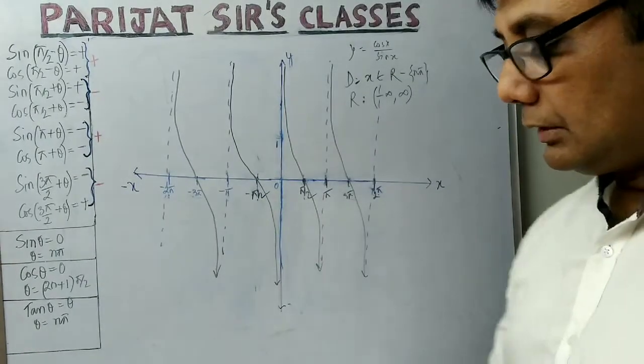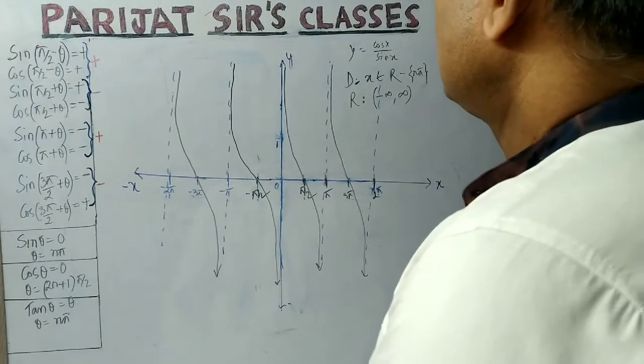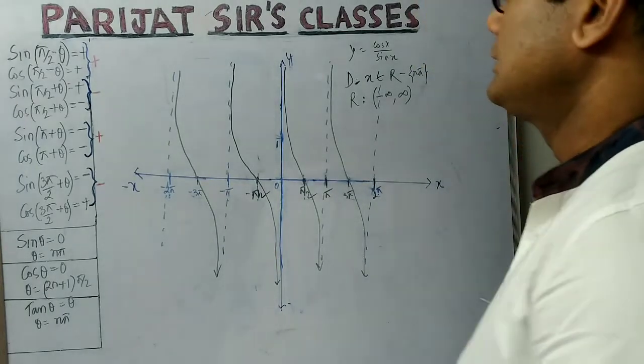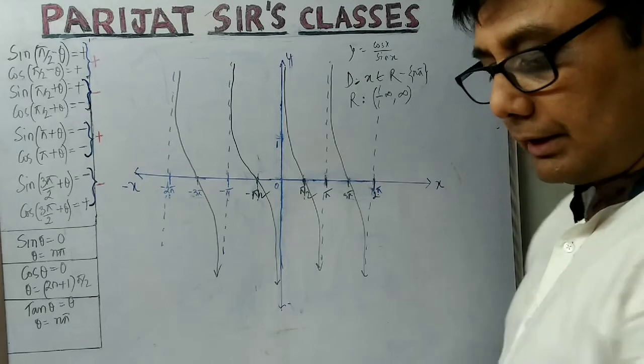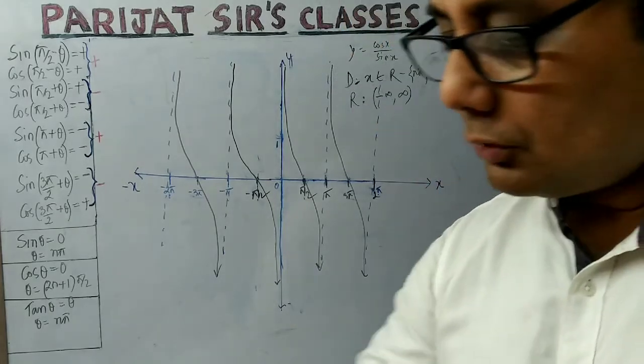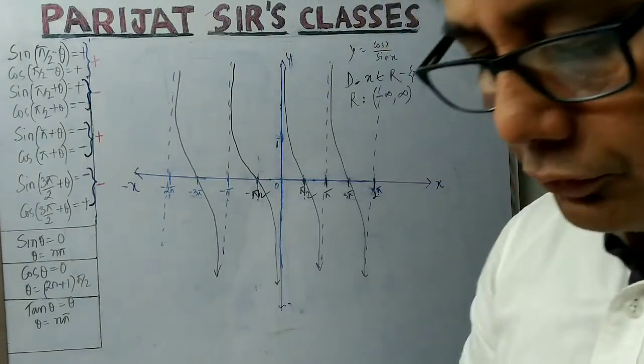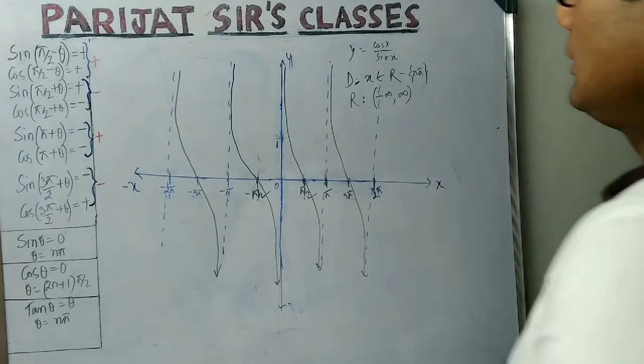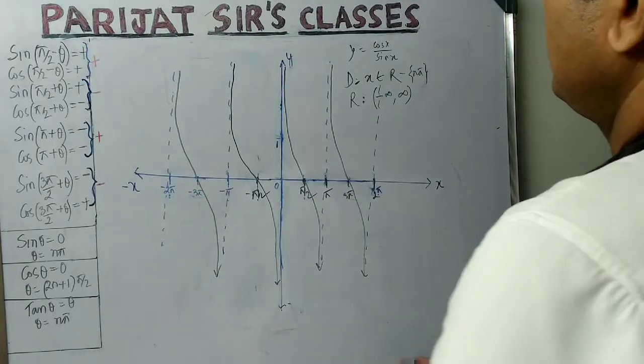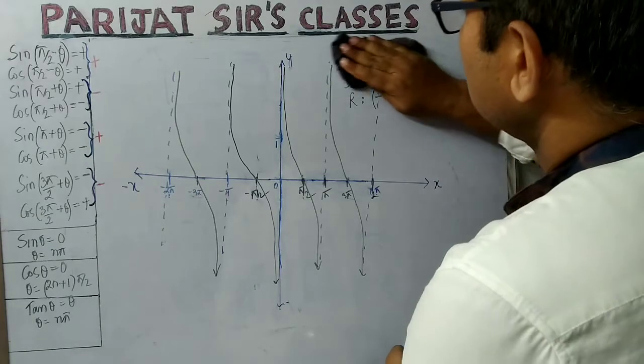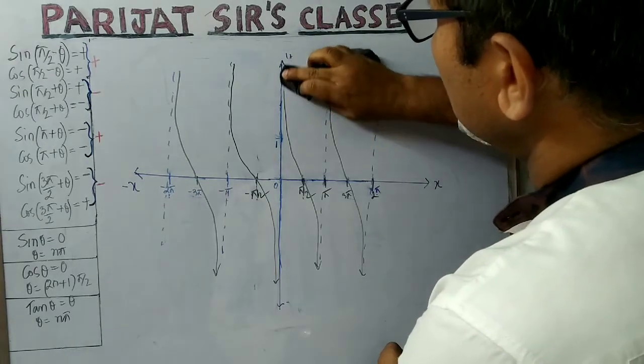Okay, so let's now plot another one. We have left with, I think, only cosec x. So let me show you how to plot the cosec graph.